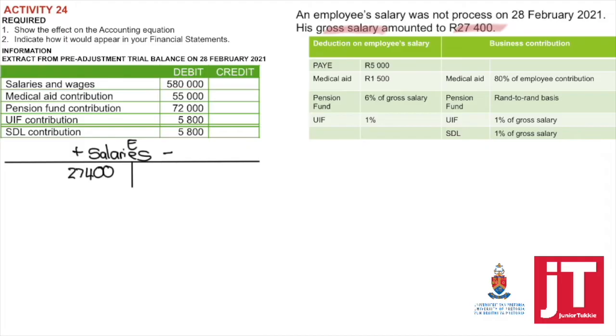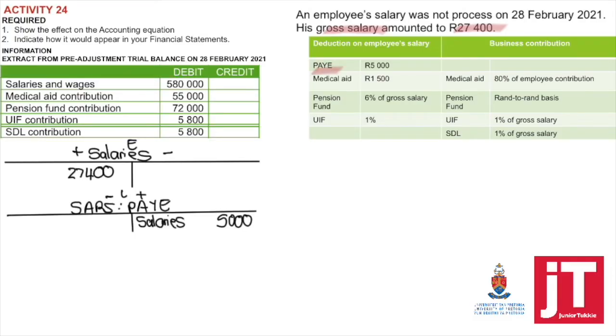Activity 24. Show the effect on the accounting equation and indicate how it will appear in your financial statement. An employee's salary was not processed on 28th February 2021. His gross salary amounted to 27,400. So the gross salary means we need to add it to our salaries. So salaries is debited. Pay as you earn, 5,000, it was given to you, will be credited. We owe that money to SARS.